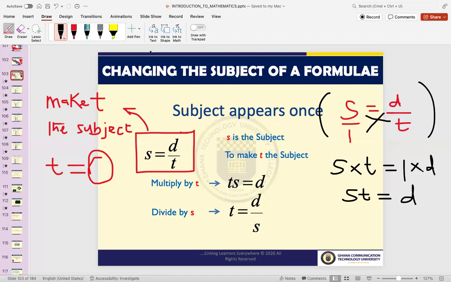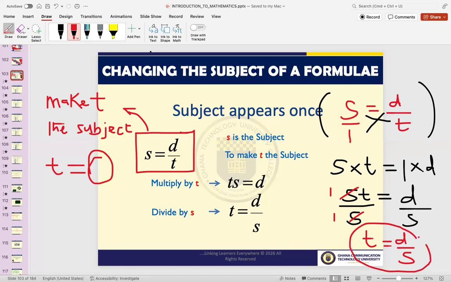It is T we are looking for. We want T to stand alone. So you divide every side by the number or letter attached to it. In this case, it's S. So you divide this side by S, you divide that side by S. And then you can do some cancellation. S will cancel itself. And then the T that you want to stand alone can now stand alone as T is equal to D divided by S. And this is the answer we are looking for.